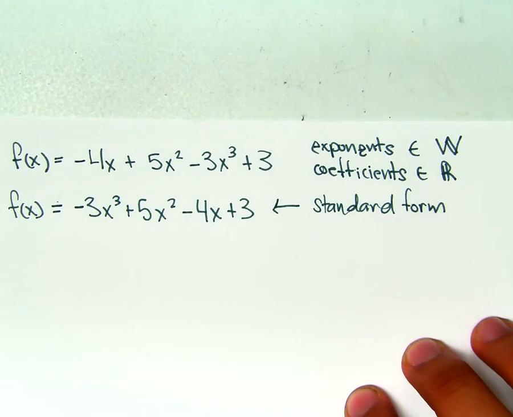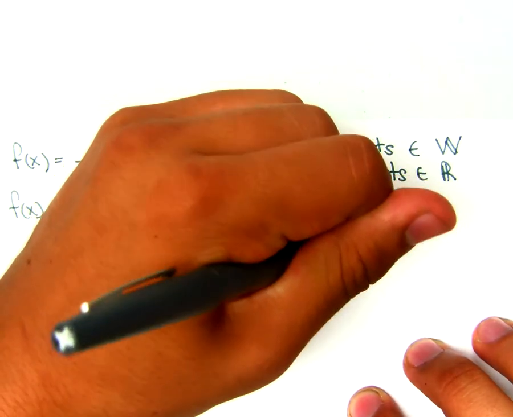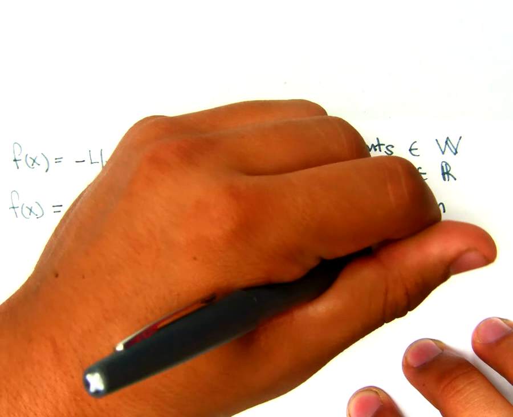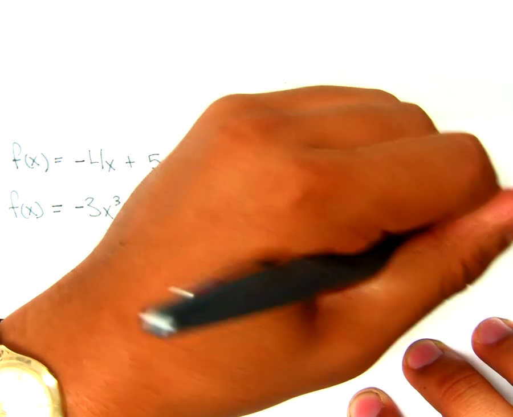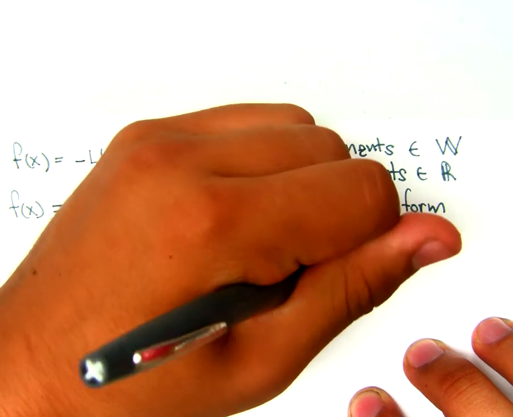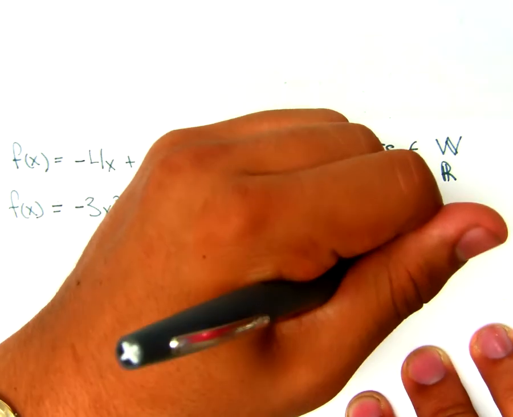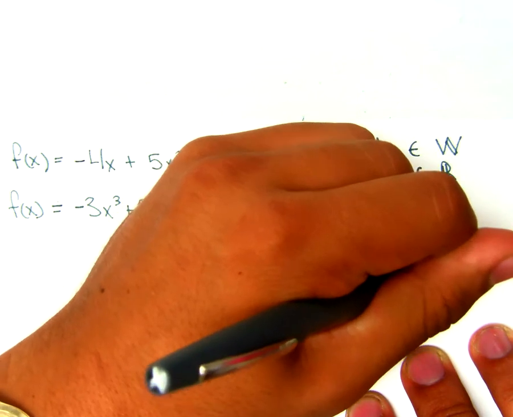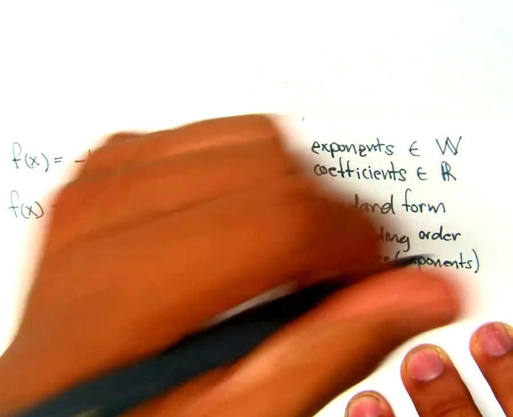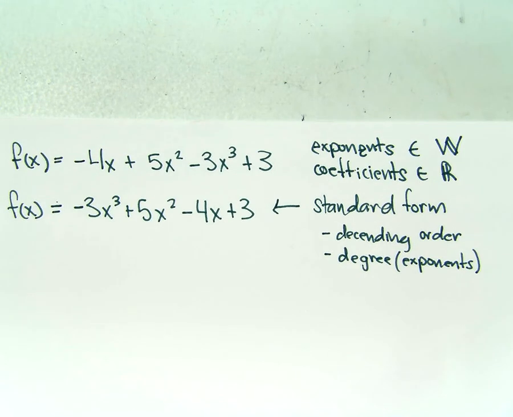Okay? Standard form means descending order. Okay? Sorry. And we do it by the degree or the exponents. Okay? That's how we put them in order. Alright? Does that make sense?